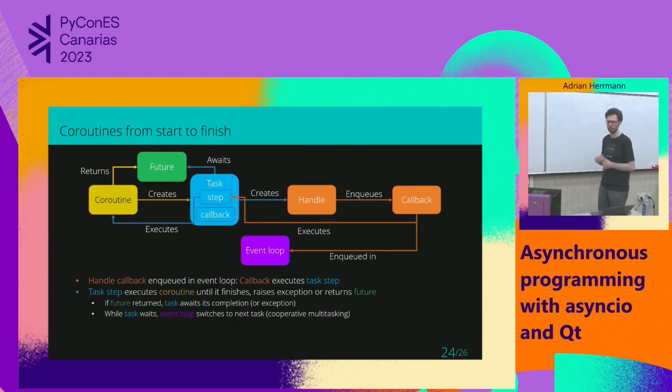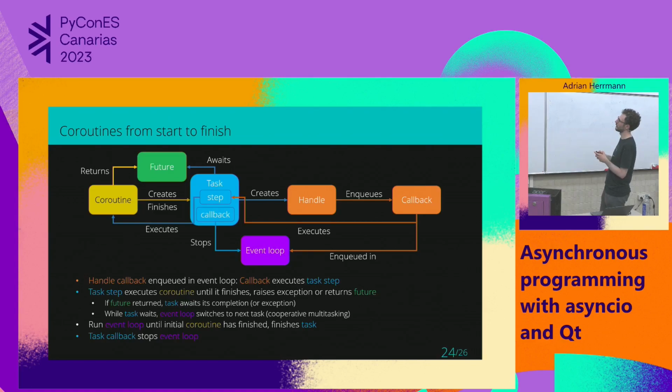So tasks can spawn other tasks. Eventually, at some point, all tasks except for the initial task will have finished. We come back to the initial task, and at some point, that is going to finish too. So we're going to run the event loop until this initial main coroutine is finished, which then finishes this task that we created for it. And this task callback is then going to stop the event loop. So this is how futures, tasks, the event loop itself, and finally coroutines all interact together, how they play together.